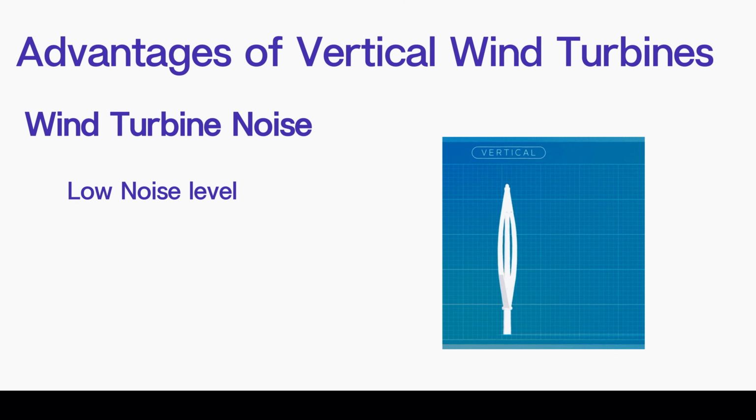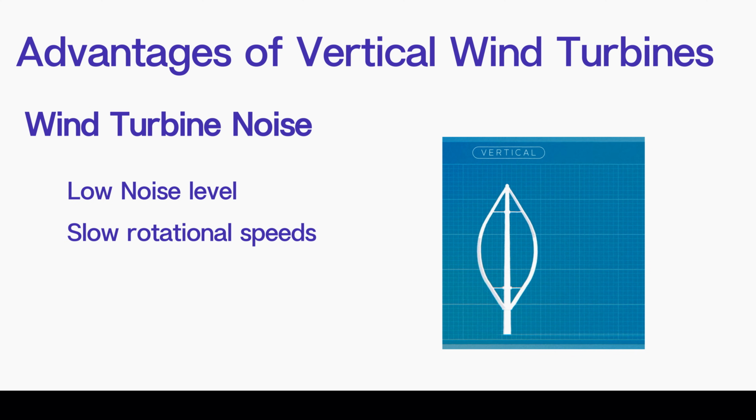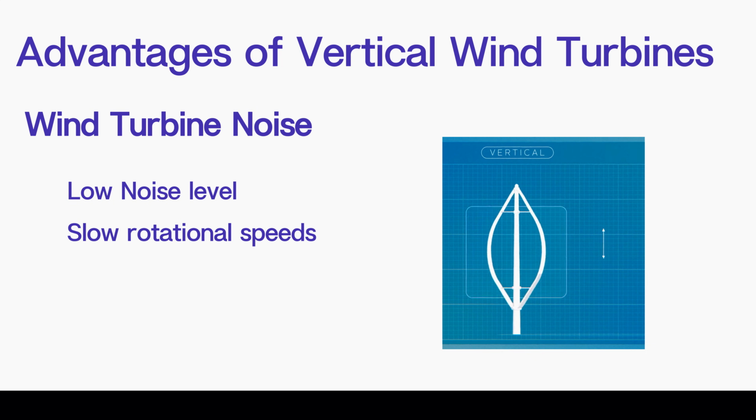Now, let's explore the benefits of vertical wind turbines. Firstly, let's discuss sound development. Vertical turbines are generally a bit quieter than their horizontal counterparts. This is mainly due to the slower rotational speeds of vertical wind turbines compared to small horizontal wind turbines.